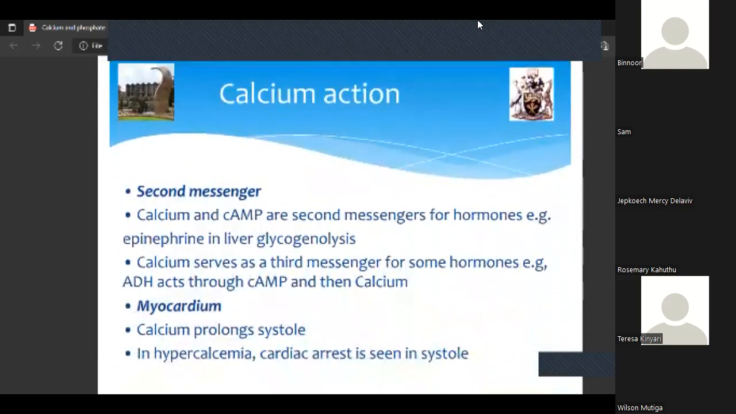Calcium is also important as a second messenger, just like cyclic AMP for most of the hormones such as epinephrine, especially when you're thinking about glycogenolysis of the liver. Calcium also acts as a third messenger for some of the hormones like vasopressin, where it will act through cyclic AMP. So here, cyclic AMP becomes a second messenger, and calcium then becomes a third messenger. So calcium can be both a second messenger and a third messenger. In the myocardium, calcium will prolong systole, and in hypercalcemia, calcium arrest is seen in systole.